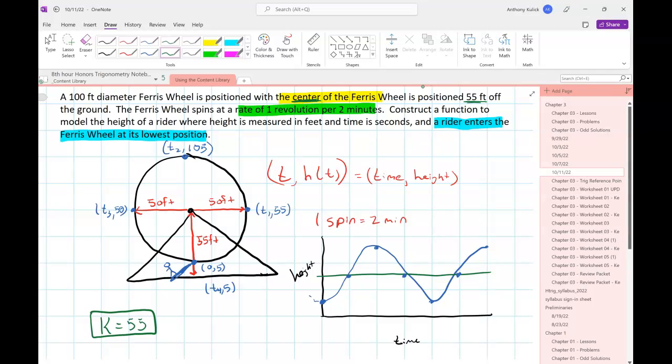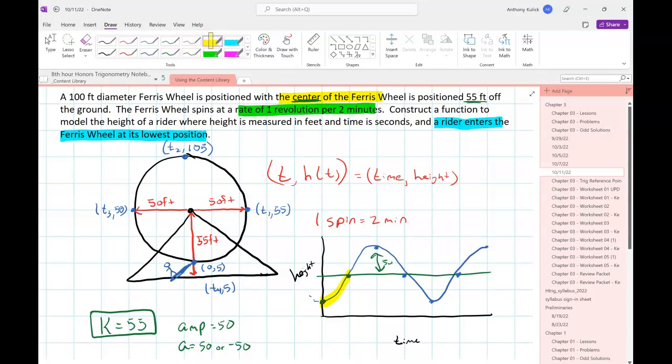Anyways, continuing. How about the amplitude? What is the amplitude going to be? 50, right? What's that equivalent to? The radius of the Ferris wheel is just going to be the amplitude. Everybody's cool? Okay.